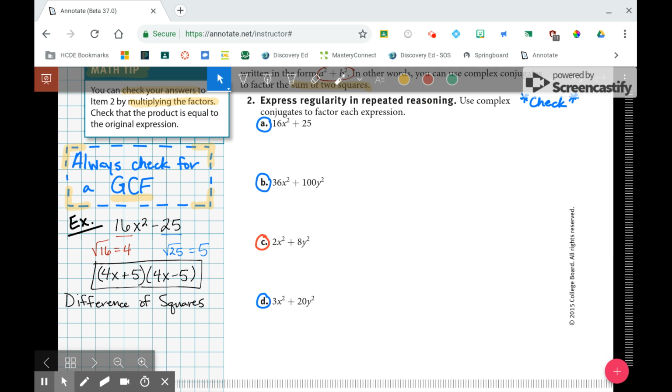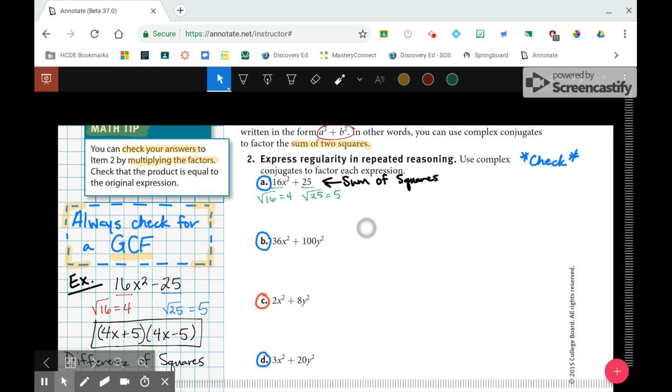So let's look at an example where we are not dealing with real numbers. We have a sum of squares. So that's this example right here in part A. This is an example of sum of two squares. We know it's sum because of the addition, two squares because we can take the square root of 16 and 25. So let's do that. Square root of 16 we know is 4. Square root of 25 is 5.